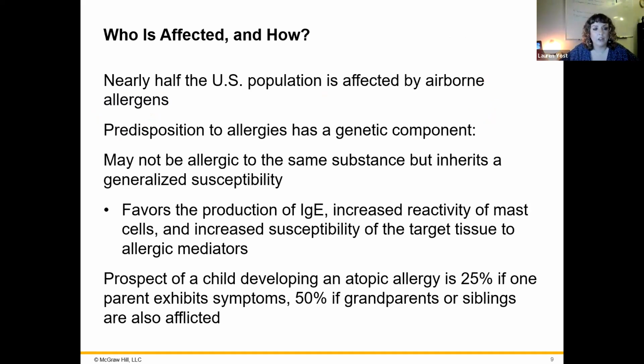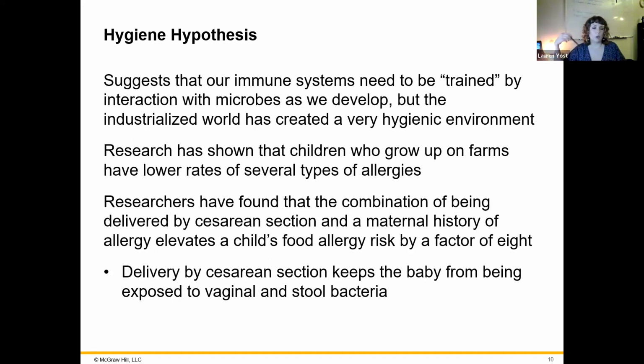Nearly half of the US population is affected by airborne allergens. That's not a surprising thing. We do have genetics as part of the component, and it does seem to be genetically related, but it's not always predictable by genetics. There seems to be more involved in it.